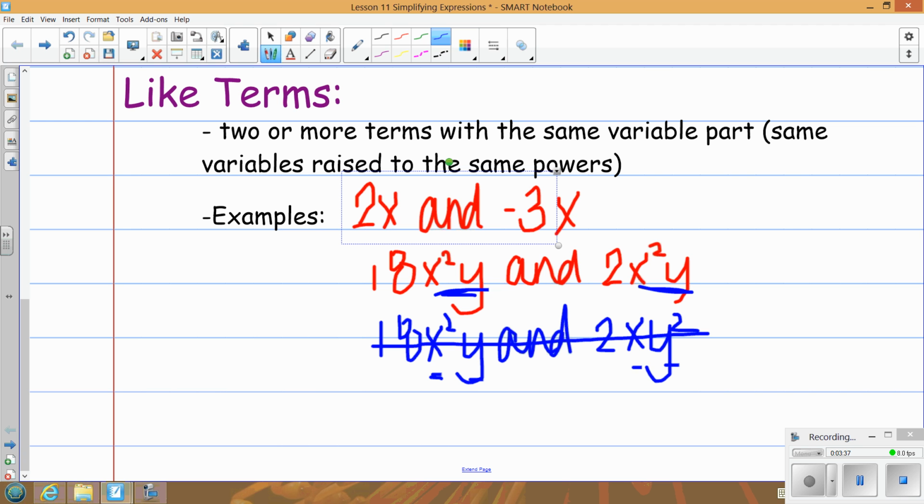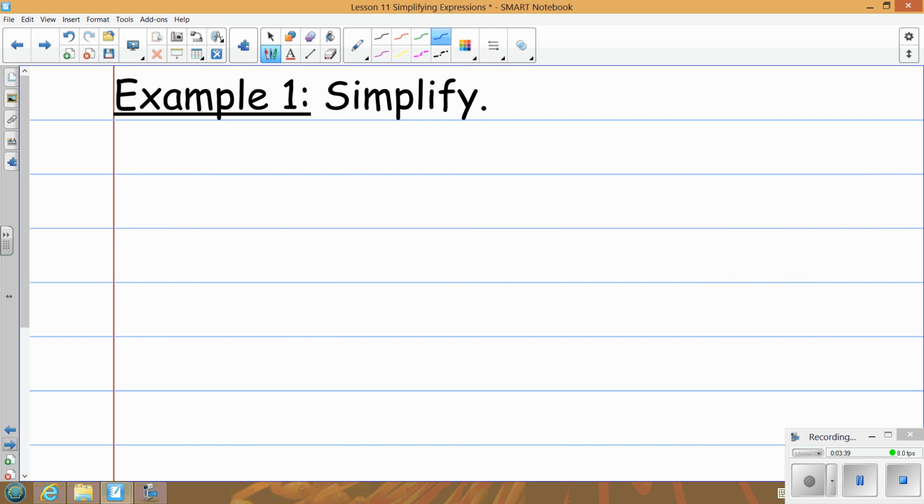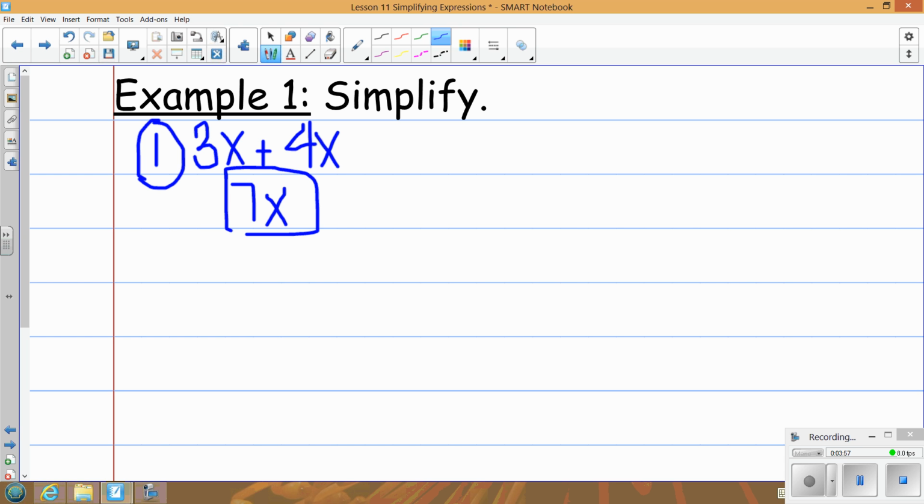So then let's look at some examples of how we simplify expressions based on like terms. This first example here, 3x plus 4x. Yes, they're like terms. So basically what you're going to do is keep the x and add the numbers in front. So we have 7x. When you think of combining like terms, you really want to think of totaling up. How many x's do I have? Well, I had 3 of them, then I got 4 more, so together I have 7. That's what you're thinking about when you're combining like terms.